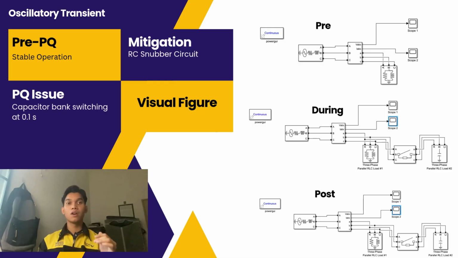Okay, next we move to the oscillatory transient. This case study focuses on oscillatory transient disturbance in a three-phase power system. Three operating conditions were analyzed: pre-PQ condition, PQ disturbance condition, and post-mitigation condition. The oscillatory transient was created by capacitor bank switching at 0.1 second, while an RC snubber circuit was applied as a mitigation technique.